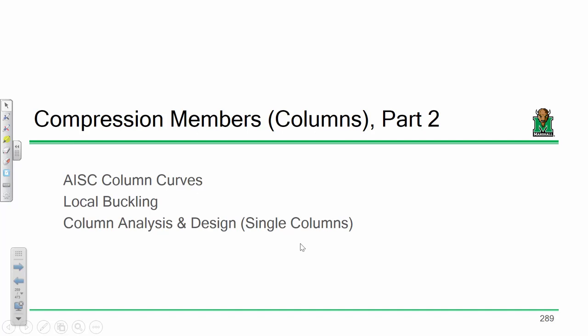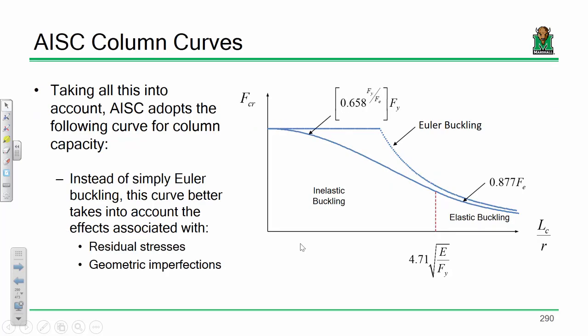So the presence of residual stresses is one big reason. What's the other big reason why real column behavior deviates from ideal column behavior? Imperfections. The idea that the geometry of the column is not perfect. It is not perfectly straight. It is not perfectly plumb. There's always a little bit of variation. So what the AISC model for column capacity does is account for those variations through the following expressions.